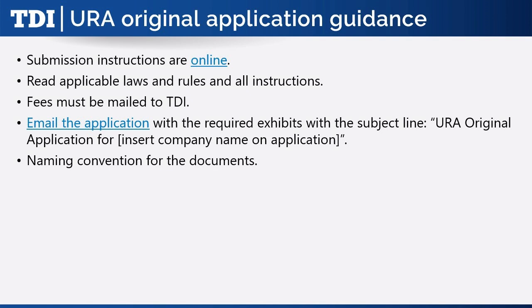Email the application with the required application exhibits to our application email receiver provided at the end of this webinar. Make sure you enter an email subject line as we instruct. For example, URA original application for, and then insert your company name exactly as listed on your application. Make sure to use the correct designated naming conventions found in the naming convention link for originals.